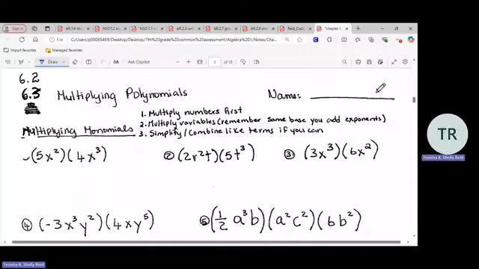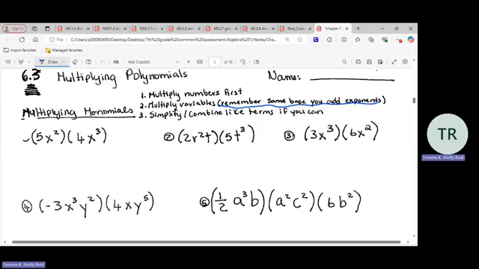Right. Good day, everyone. In this lesson, we're going to be multiplying polynomials. Last lesson, we talked about polynomials and we defined them. So we'll be multiplying them here. When we multiply polynomials, we're going to multiply numbers first, and then we're going to multiply the variables. Remember, when you multiply with the same base, you have to add the exponents. And then you're going to simplify or combine like terms if you can.